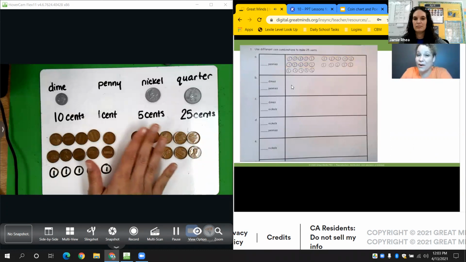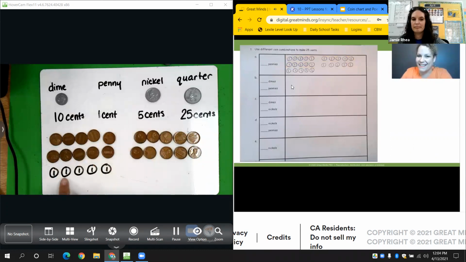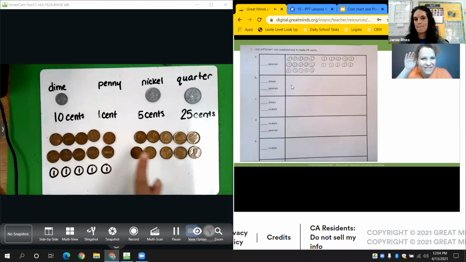How many ones are not grouped in a 10? 5. There are 5 pennies not grouped in a 10. So that would be 5 ones. How many total ones do you see? 25. There are 25 ones.